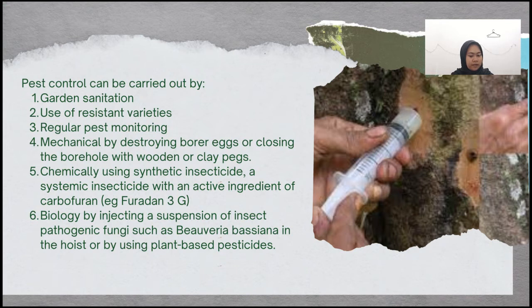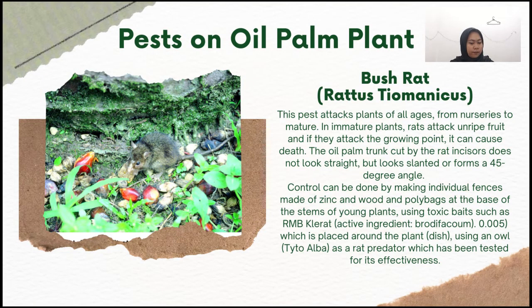Pest control can be carried out by garden sanitation, use of resistant varieties, regular pest monitoring, and mechanically by destroying borers' eggs or closing the borehole with wooden or clay pegs, and chemically using a synthetic systemic insecticide with the active ingredient of carbofuran, and biologically by injecting a suspension of insect pathogenic fungi such as Beauveria bassiana in the host, or by using plant-based pesticide.